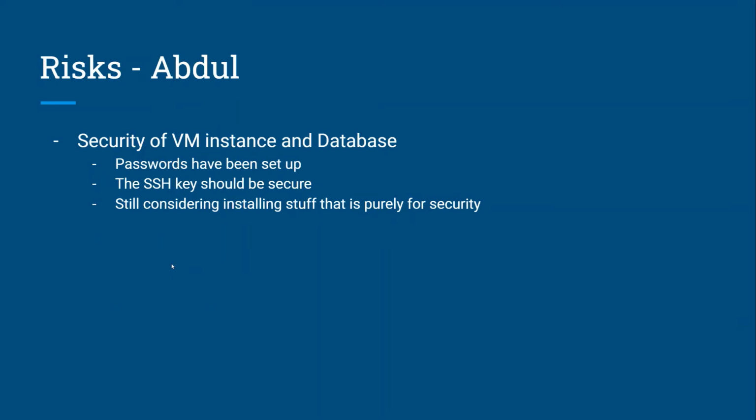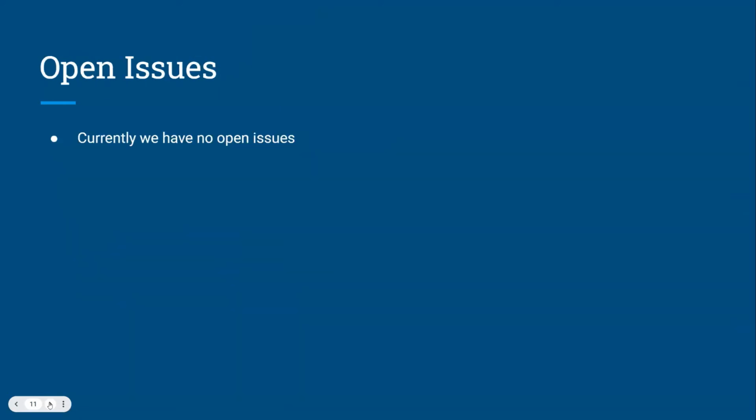And for risk, our risk from the mid-sprint is still the same. We still are a bit concerned about the security of the VM instance and the database. Passwords have still been set up, like we said previously, and the SSH key should be secure, but we're still considering installing stuff that's purely for security. And currently, for open issues, we have none as of late.